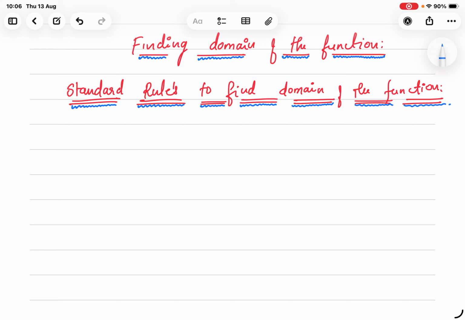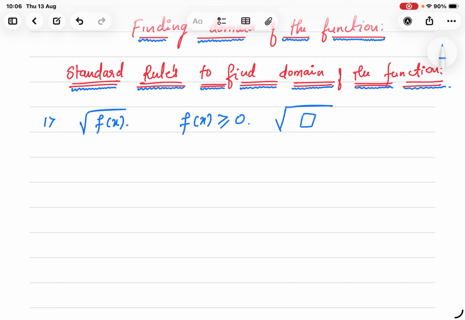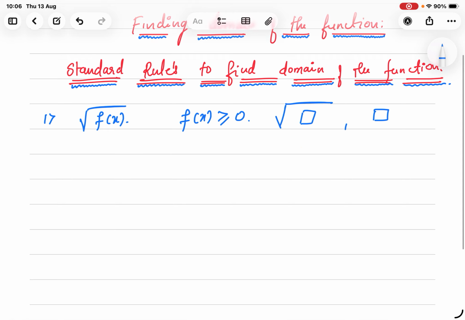Hi dear students, in this class we are going to discuss finding the domain of a function, of the standard function, whatever it is. So we have some standard rules to find the domain of the function. The first rule is, if the function is in the square root, then that function is greater than or equal to 0. Whatever the function in the square root of dabba, then that dabba is greater than or equal to 0.